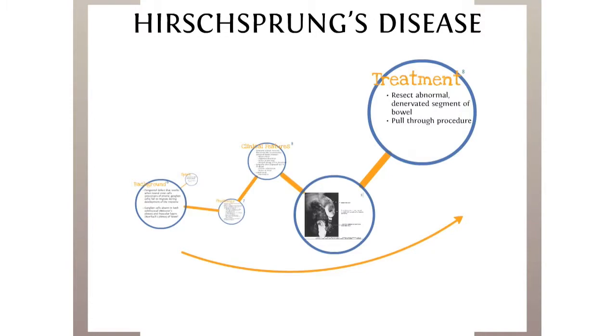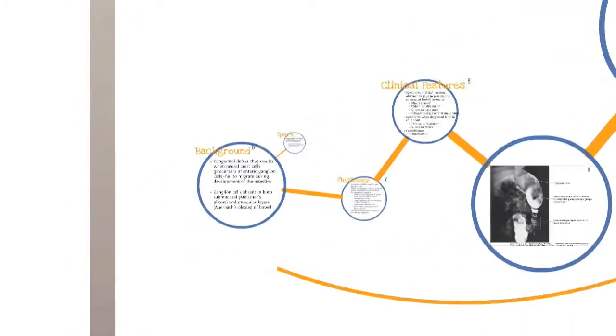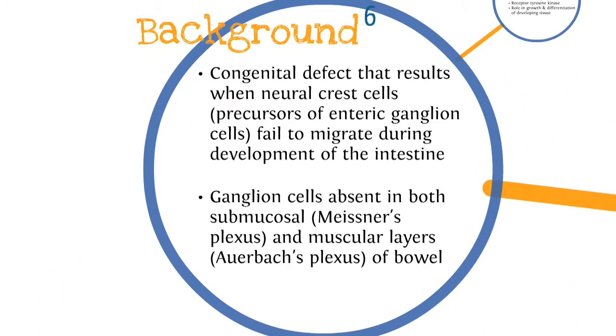Hirschsprung's disease. Hirschsprung's disease is a congenital defect that results when neural crest cells, or precursors of enteric ganglion cells, fail to migrate during development of the intestine. Ganglion cells end up missing in both the submucosal and myenteric plexuses of the bowel.